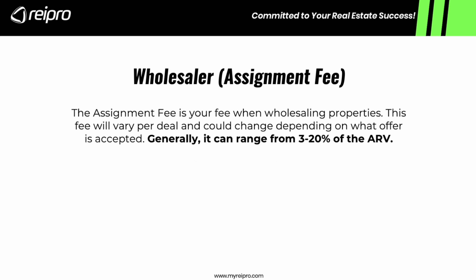So let's start with the wholesaler fee. So this is what we call your assignment fee. And yes, you could do a double close, but I want to keep it simple at this point. So the assignment fee is your fee when wholesaling properties. This fee will vary per deal and could change depending on what offer is accepted. Generally, it can range anywhere from 3 to 20% of the ARV. Again, this is kind of a big number. I always start with like 3.